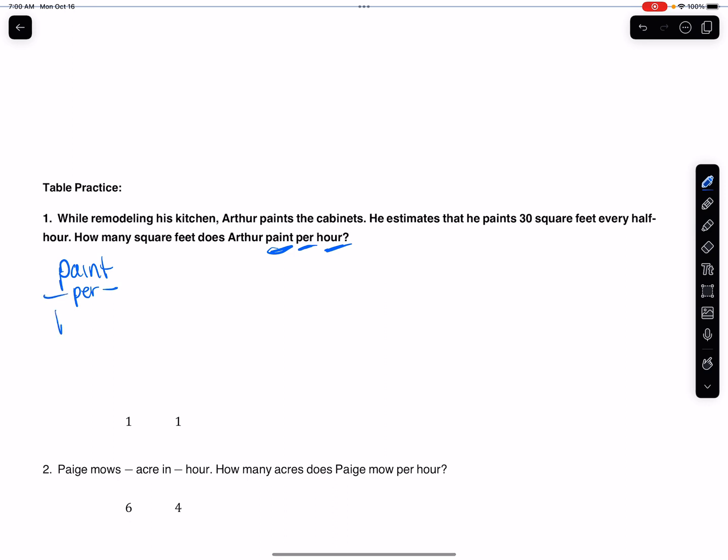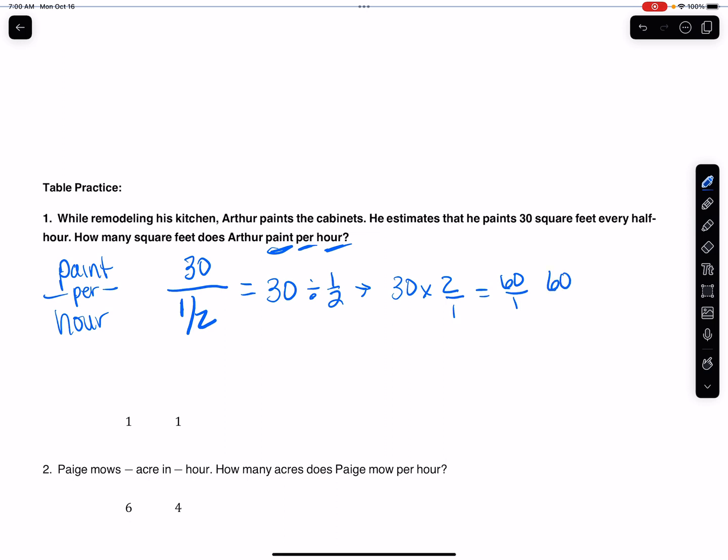So that means paint per hour. And now I'm just going to fill it in, but I need to make sure that I look for the words. It says a half hour, so that is 1/2. That's 1/2, but the paint is 30. So this just means 30 divided by 1/2, which also turns into 30 times 2 over 1, which is 60 over 1. So it's 60 feet per hour.